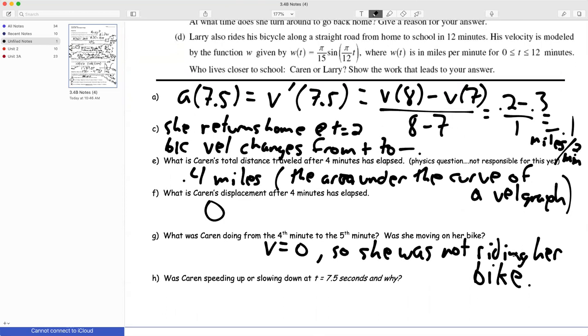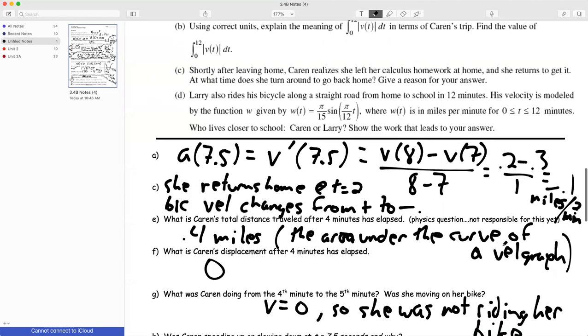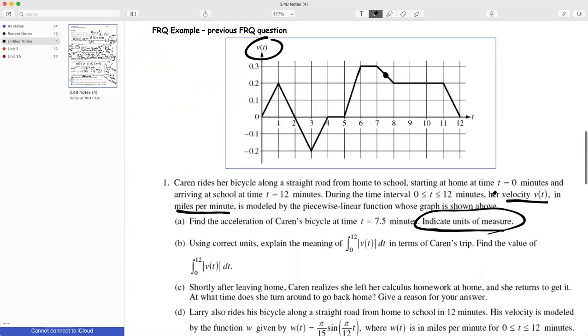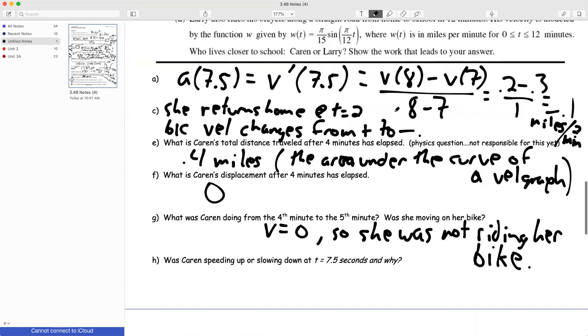And finally, part H. Is Karen speeding up or slowing down at t equals 7.5? And why? For speeding up and slowing down, there are certain things that they are looking for in the AP exam. So to get full credit, you've got to include all of these parts. Is my velocity positive or negative at 7.5? Positive. Is my acceleration positive or negative? Negative. Slope is negative. So here's what you need to say.